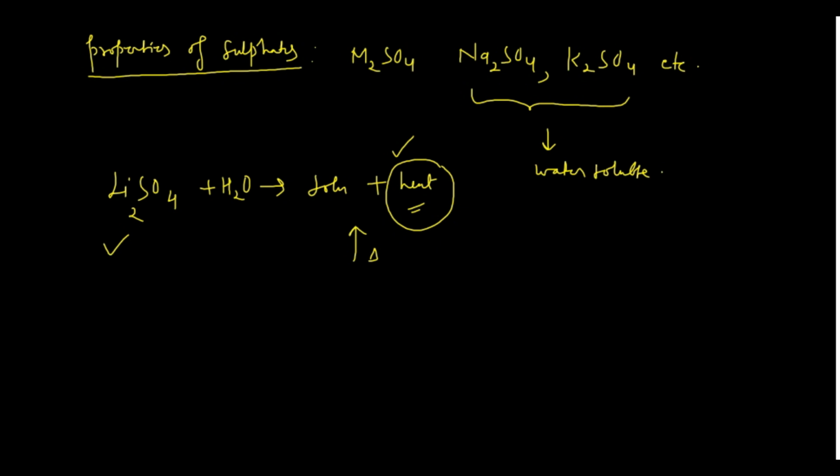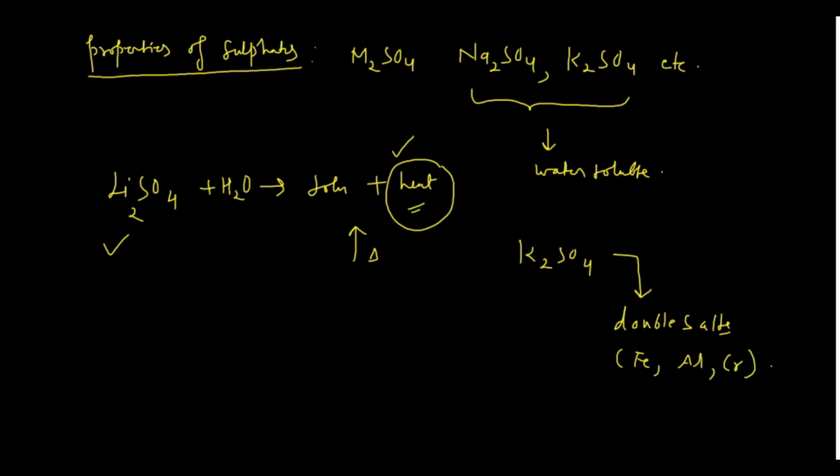Okay, and another very important thing is that these alkali metal sulfates, say K2SO4, have a very strong tendency to form double salts. They form double salts. Okay, and they can form double salts with, say, iron. They can form double salts with aluminium. Okay, and you may take chromium also, right?